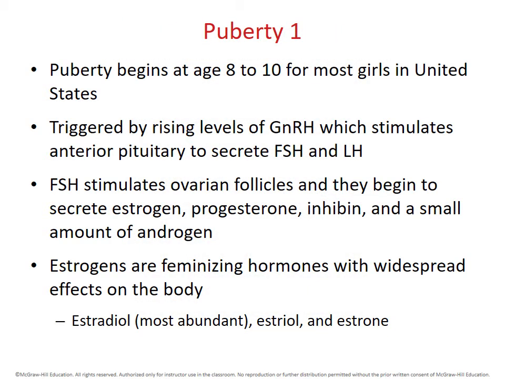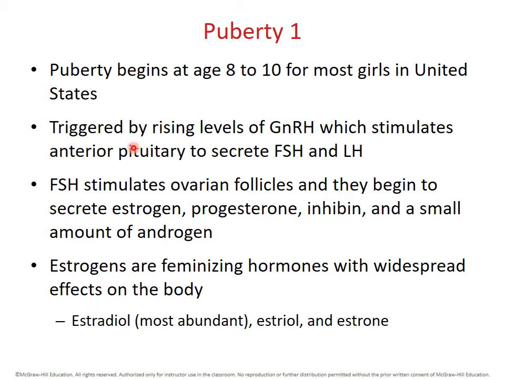All right, so it's not on our list of terms, but just a quick comment about puberty. Puberty begins at age 8 to 10 for most girls in the United States, and that doesn't necessarily mean menstruation begins. Menstruation can be delayed to as much as 13, 14 years old, but the beginning stages of puberty can begin as early as 8 years old in the United States.